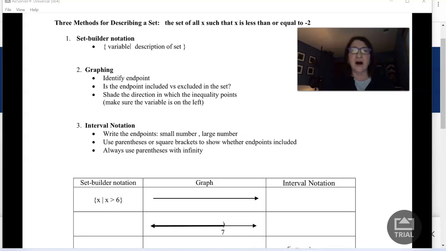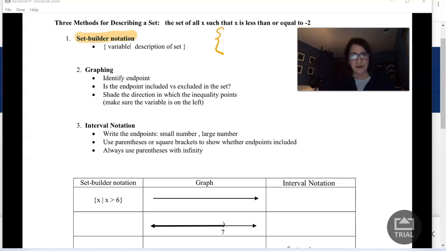It's the set of all x such that x is less than or equal to -2. Okay, so if we use what is referred to as set builder notation, that's one method for describing a set, then you would list, we still use our squiggly brackets to show that it's a set, okay? So we're going to do squiggly brackets.